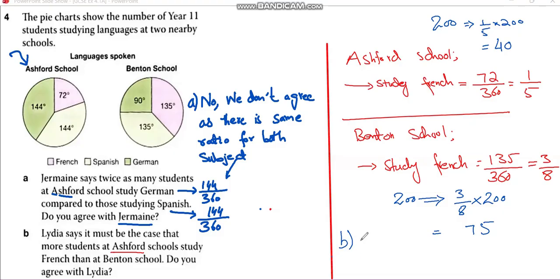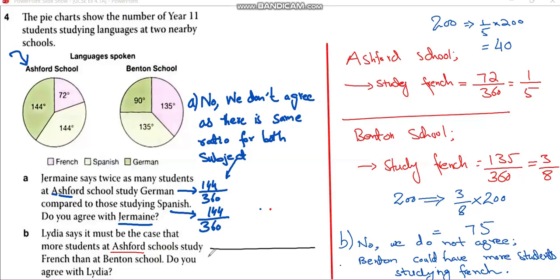So we can simply conclude that no, we don't agree. And we can also write the reason: we can't compare the pie charts until we are given the total. Now we will proceed to the next question.